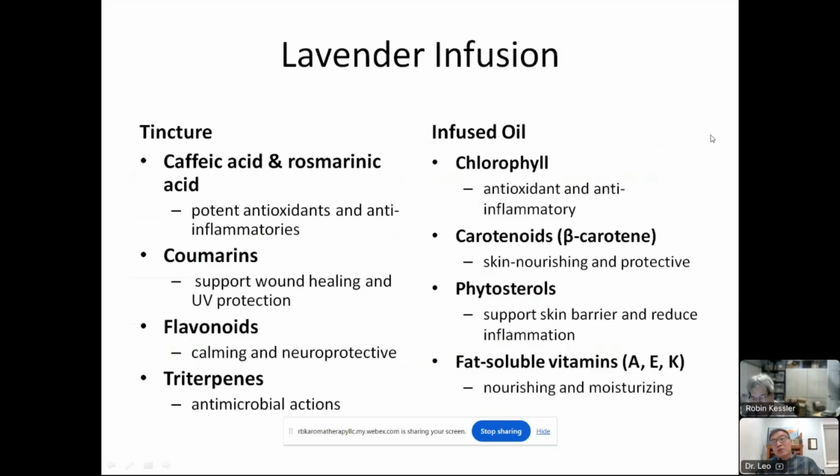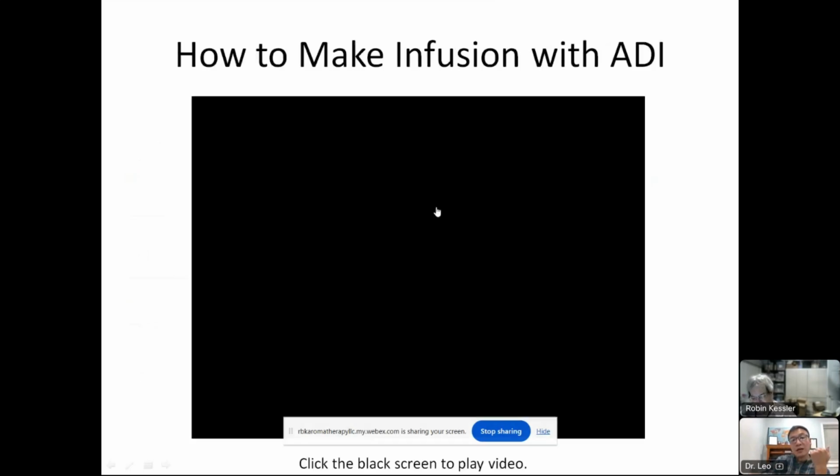And in the infused oil, you have chlorophyll that brings the green color. It's antioxidant and anti-inflammatory, with beta carotene that is skin nourishing and protective, and phytosterols support the skin barrier, and also the vitamins. Most of the vitamins can dissolve in oil. So that's why the infused oil is great for the skin, but the tincture can be used both inside and outside.